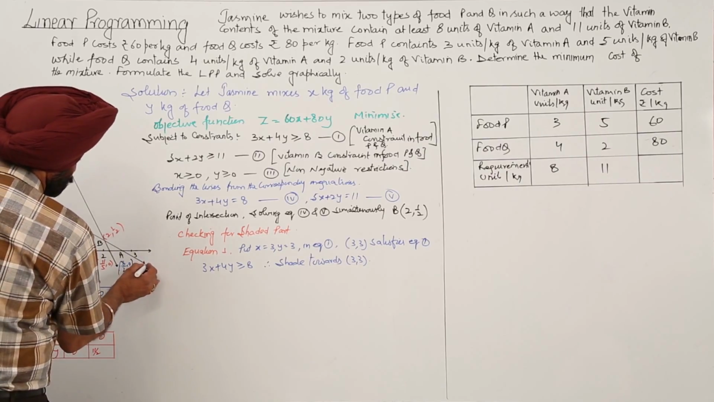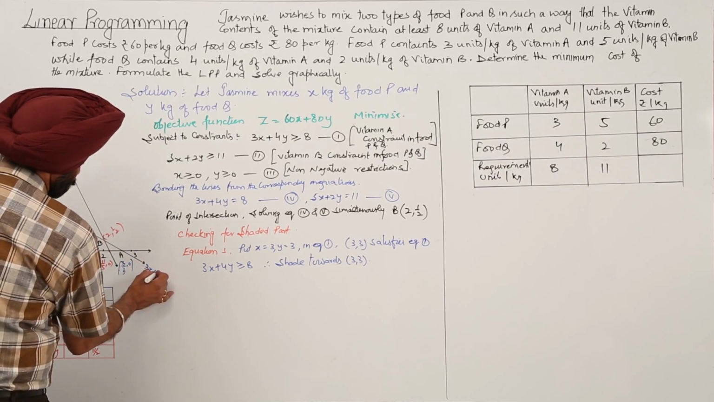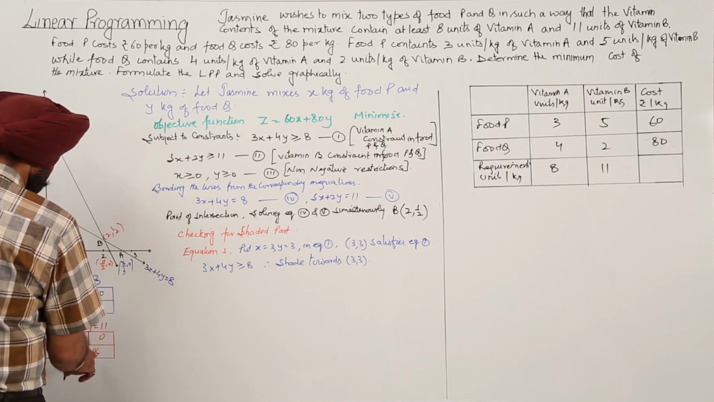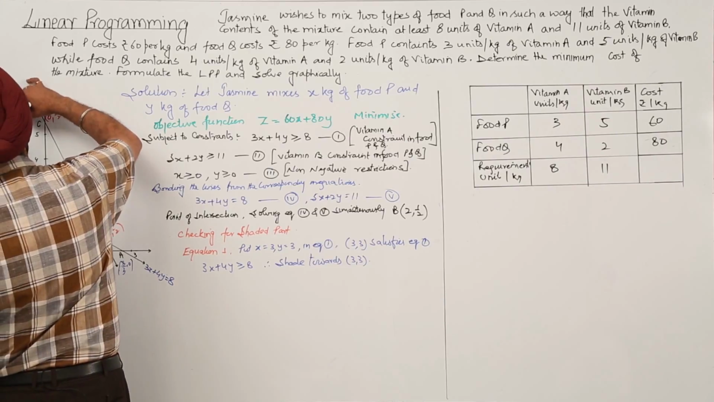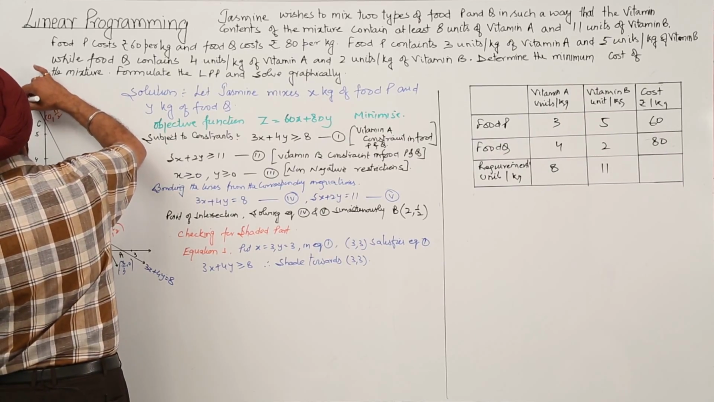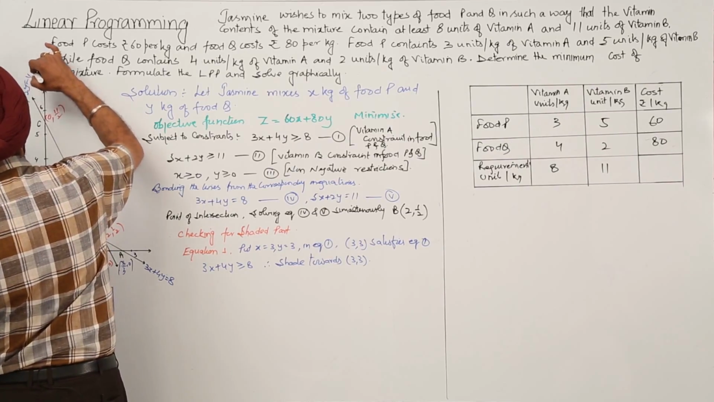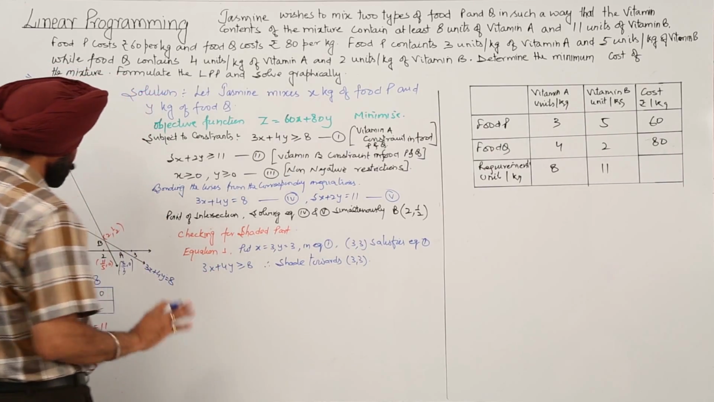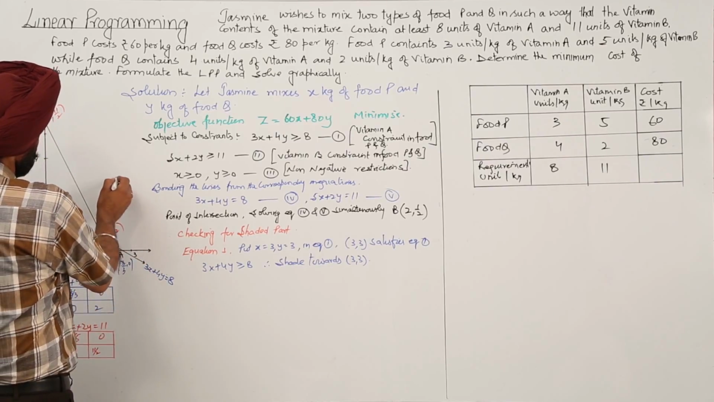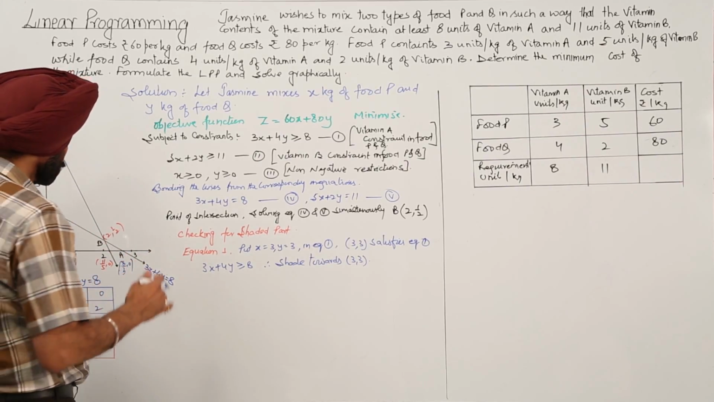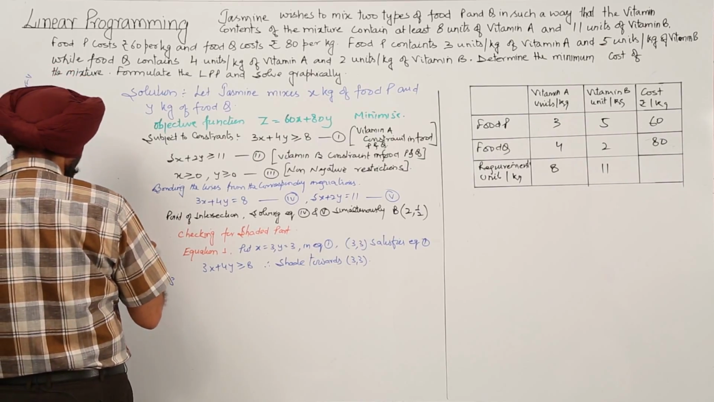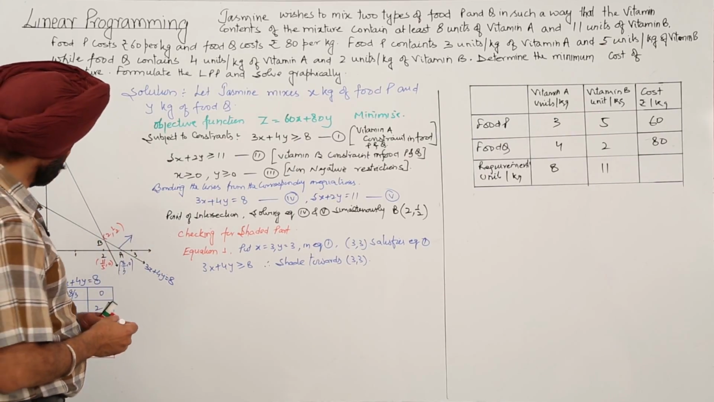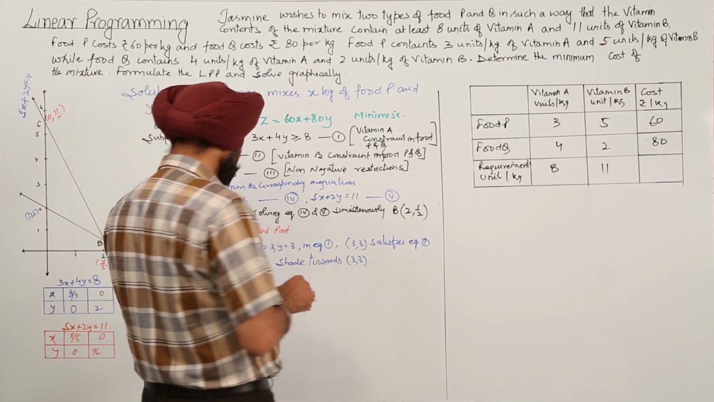Now for equation 1 we are having 3x plus 4y is equal to 8, and this equation 5x plus 2y is equal to 11. So now we have to shade towards 3 comma 3. Now 3 and 3, obviously it is lying this side. So our shading will be towards this side. Okay.